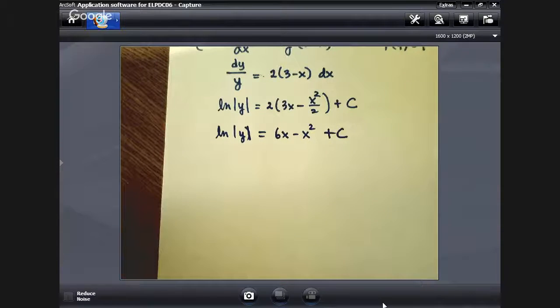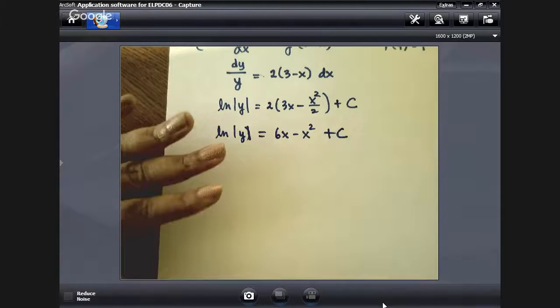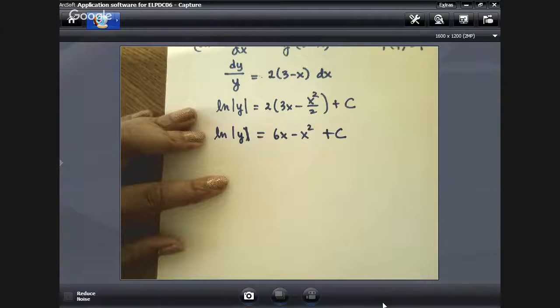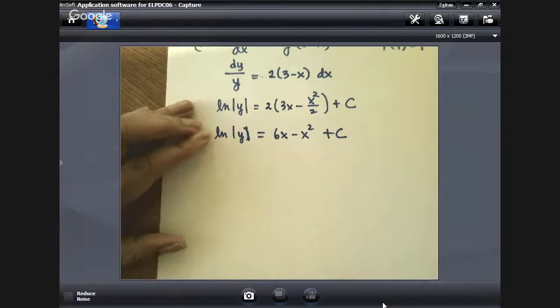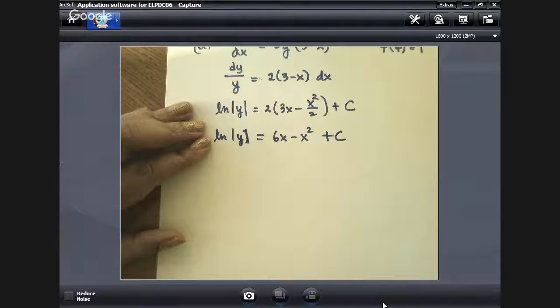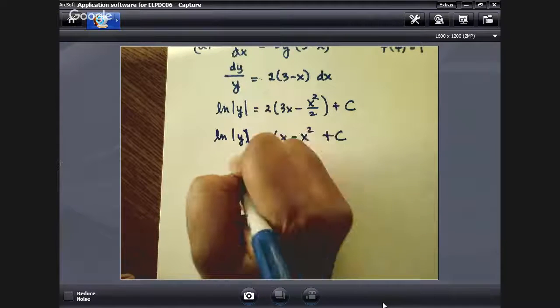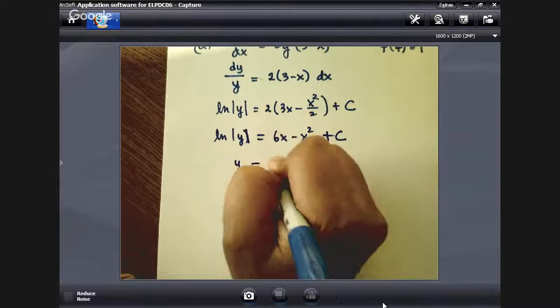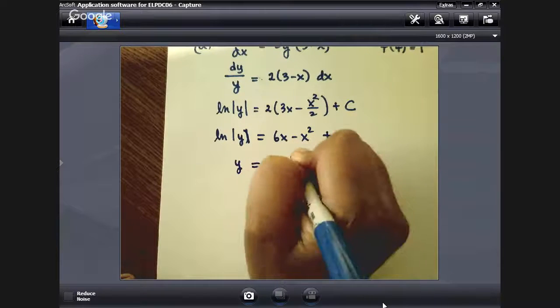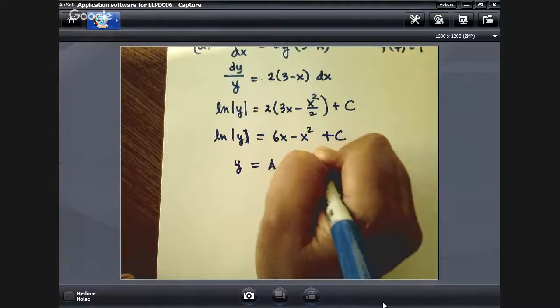I'm now going to transform this function from a logarithmic equation to an exponential. Some people go ahead and plug the initial condition at this point. I actually prefer to solve for y first and then plug it in. It really doesn't matter in terms of what's happening on the AP exam in terms of scoring. So y is equal to some constant times e to the 6x minus x squared.